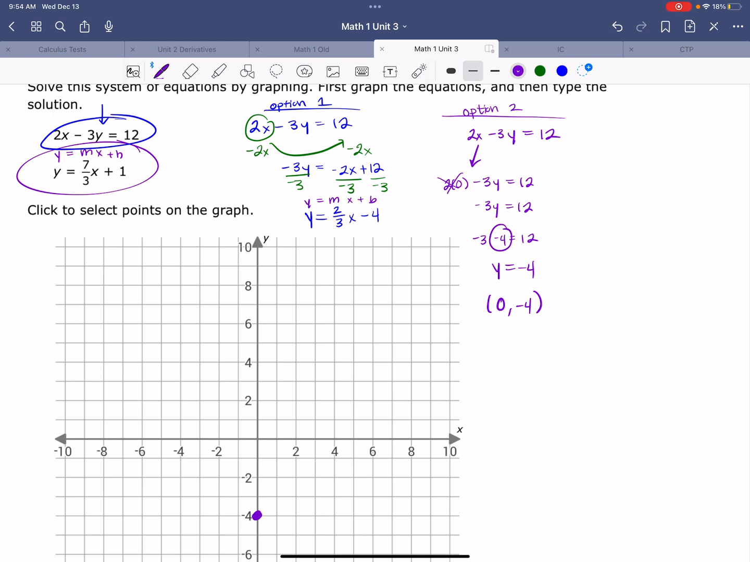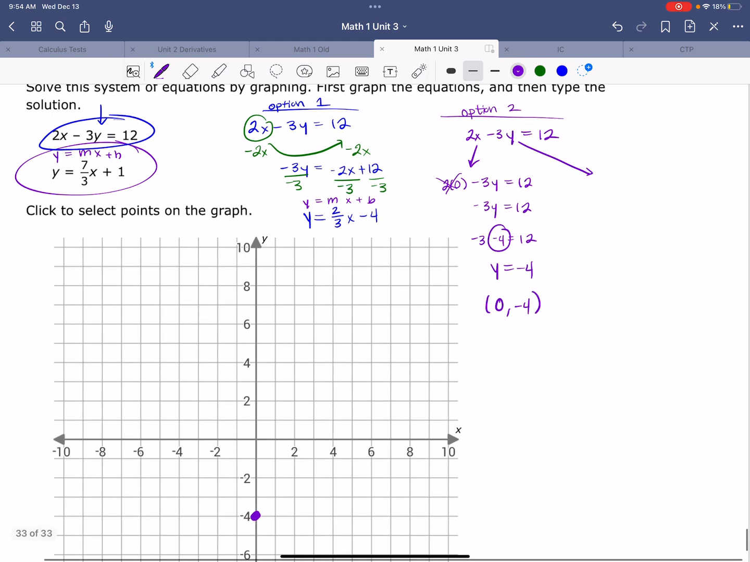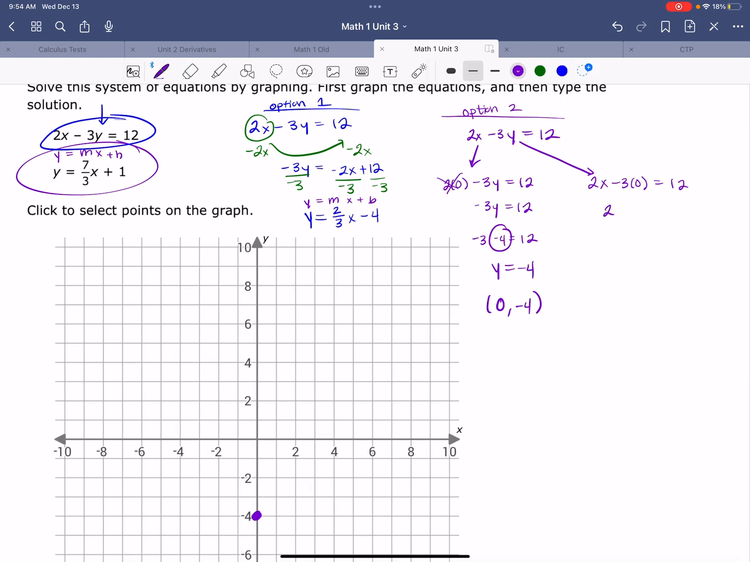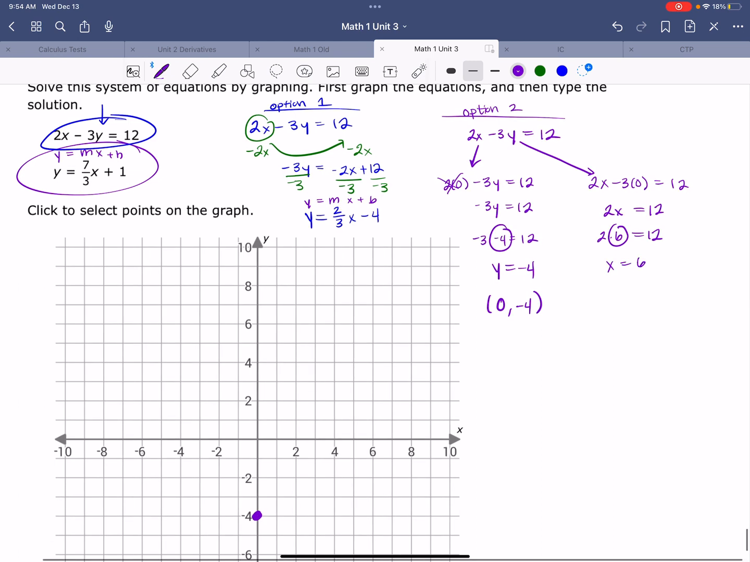Now, vice versa. Now I'm going to go ahead and plug 0 into my equation when y is 0. So 2x minus 3 times 0 is equal to 12. Negative 3 times 0 is 0, so 2x is equal to 12. What times 2 gives me 12? 2 times 6 gives me 12, so x has to be 6.